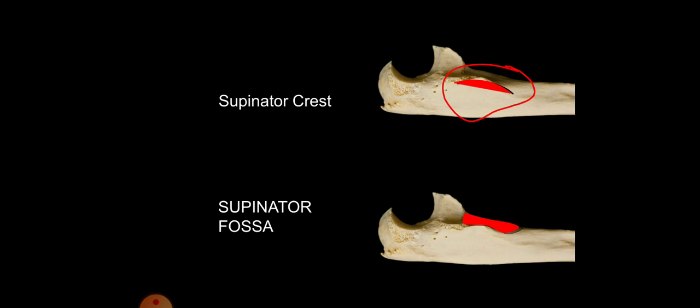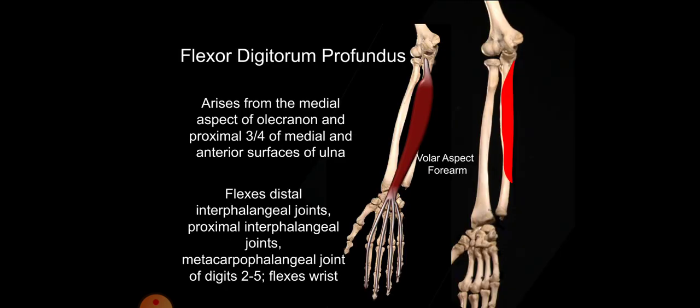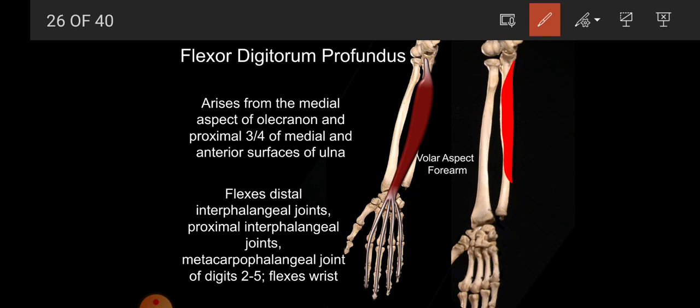It is a muscle of the back of the forearm. Another muscle is the flexor digitorum profundus. It arises from the medial aspect of the olecranon process and the proximal 3/4 of the medial as well as anterior surfaces of the ulna. So this muscle has a vast origin from the ulna. That is, it is covering the anterior as well as medial surfaces of the ulna, the upper 3/4 of the medial as well as anterior surfaces of the ulna, along with the medial surface of the olecranon process of the ulna.